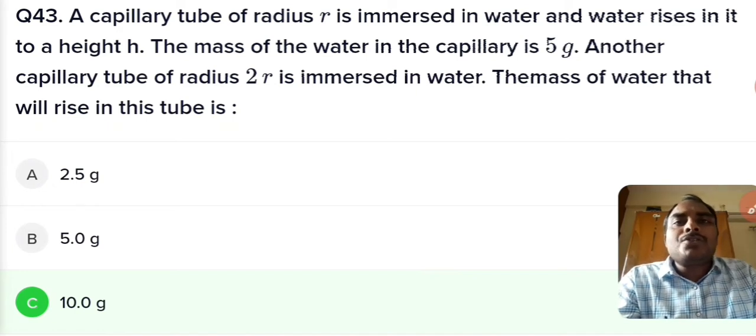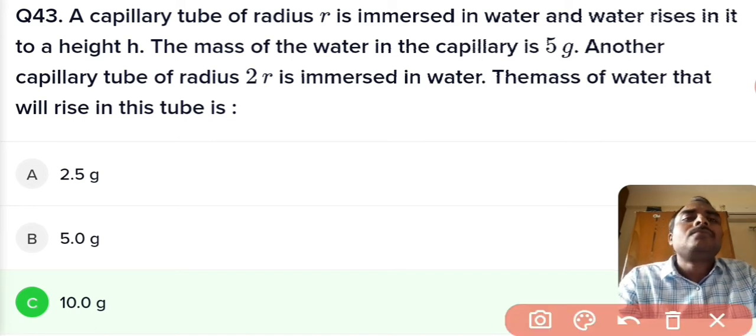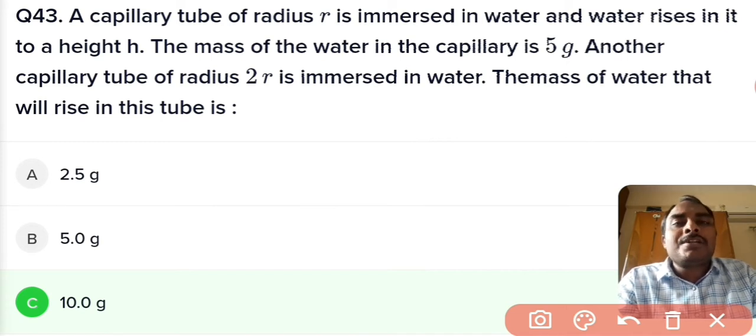Next question 43. A capillary tube of radius r is immersed in water and water rises in it to a height h. The mass of the water in the capillary is 5 gram. Another capillary tube of radius 2r is immersed in water. The mass of water that will rise in this tube is. So here we need the capillary rise formula, the height of the liquid in a capillary tube.